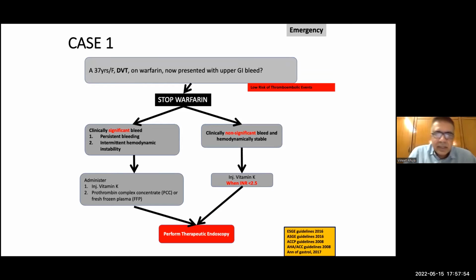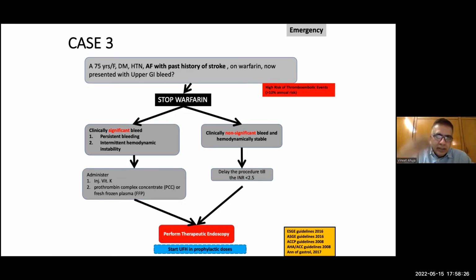So in the first case, a 37-year-old lady with DVT for more than 1 year on warfarin, the risk of thromboembolic event is low. So stop warfarin. For a clinically significant bleed, give vitamin K, give PCC or fresh frozen plasma, and go ahead with endoscopy. For a non-significant bleed, give injection vitamin K; an INR less than 2.5 is considered a safe INR. Again, if there is a major bleed, you sometimes have to go ahead with an INR more than 2.5. But if given a chance, the cutoff for ulcer bleed would be INR less than 2.5. For variceal bleed, there is no cutoff. Even in supratherapeutic INR, you have to do it.